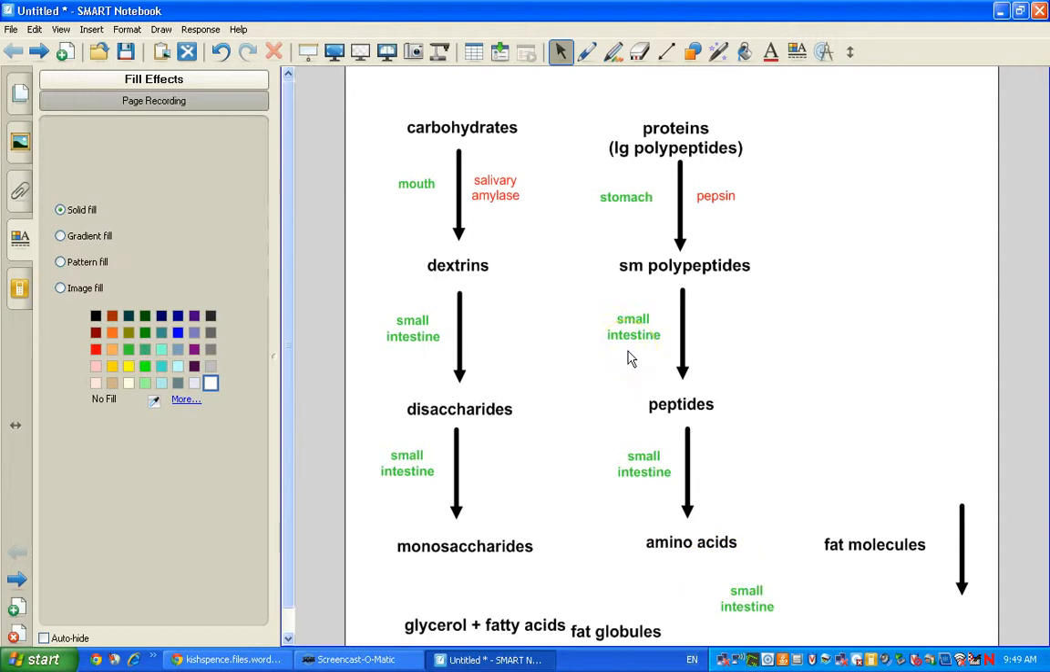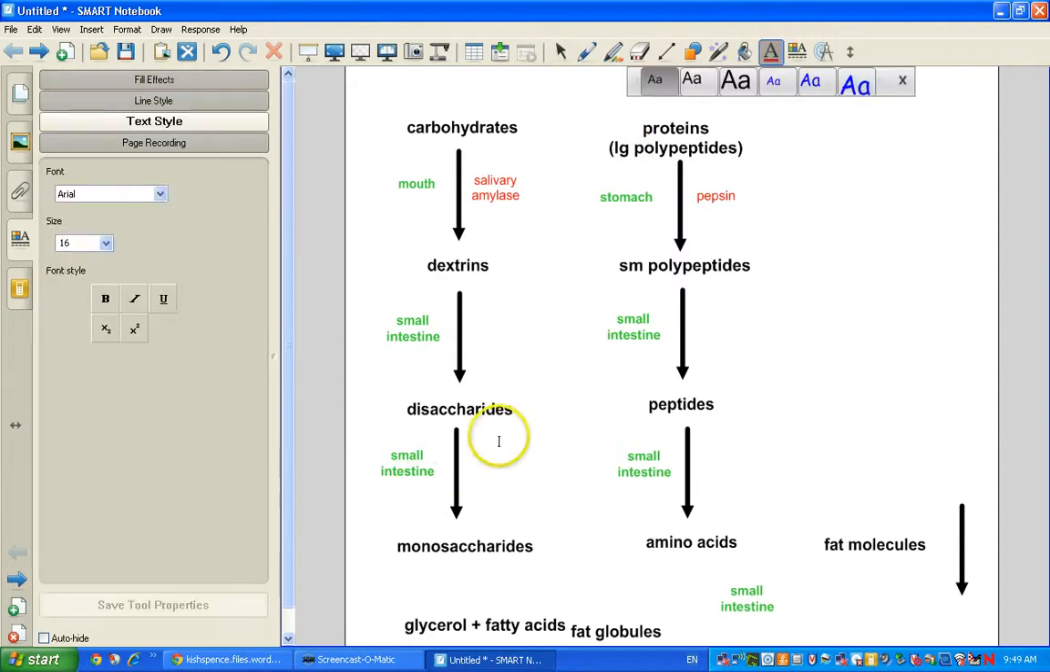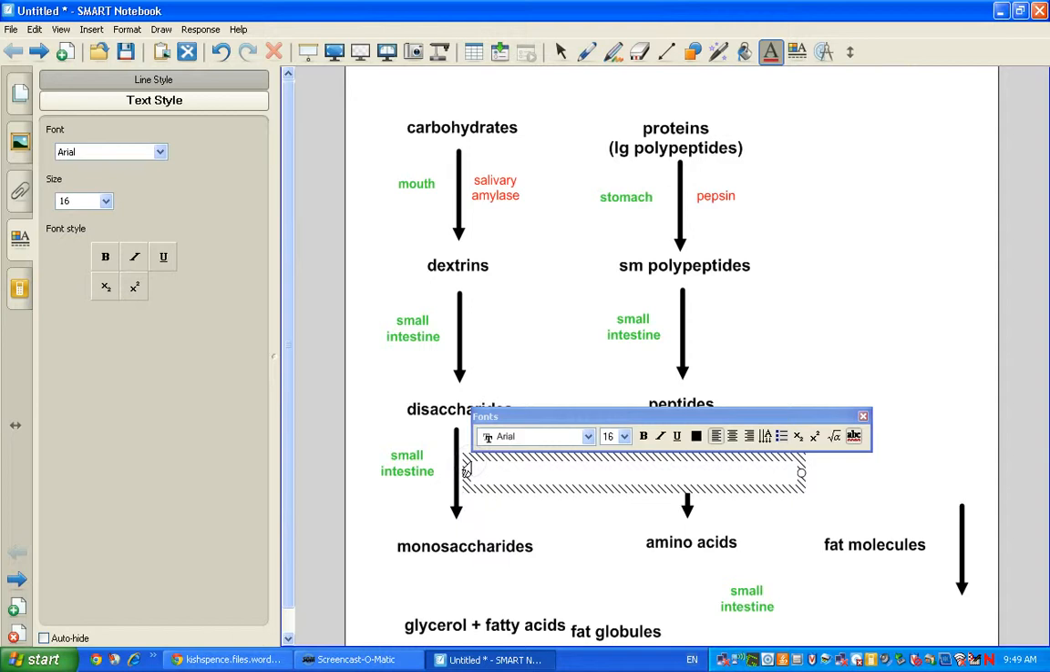Now, what enzymes did we talk about? We said, okay, well, the disaccharides are acted on by disaccharase.